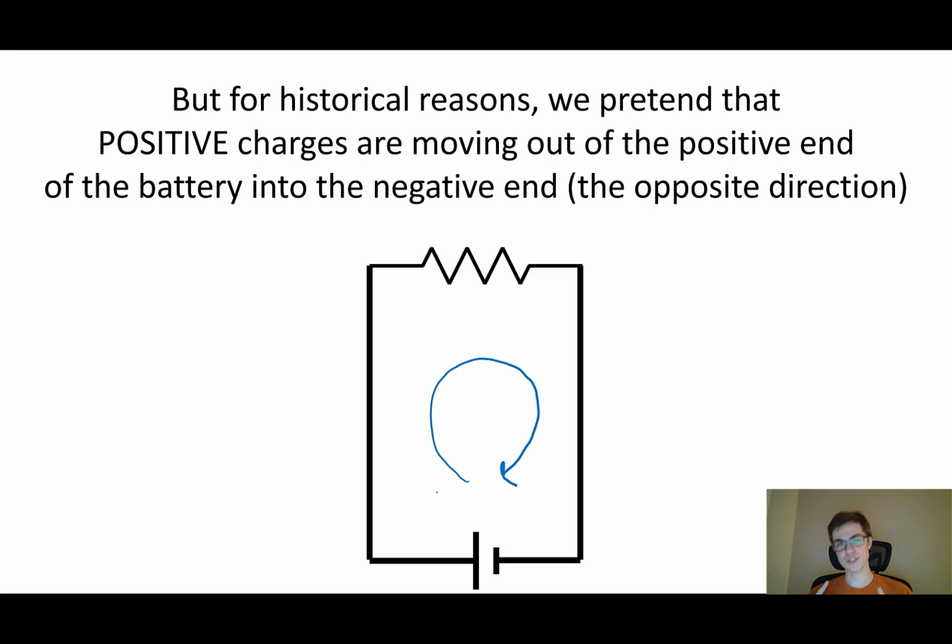But, for historical reasons, we pretend like there are positive charges. We pretend like there are positive charges moving out of here, and then going into the negative end. It doesn't really matter, as long as you remember the electrons move in a loop. But we call this conventional current. People didn't really understand how electricity worked, and they just assumed that you had these positive particles moving around, when in reality the negative electrons are the ones that are moving.